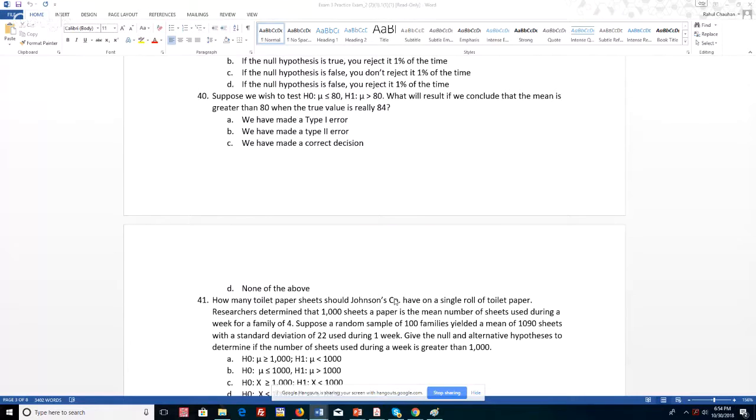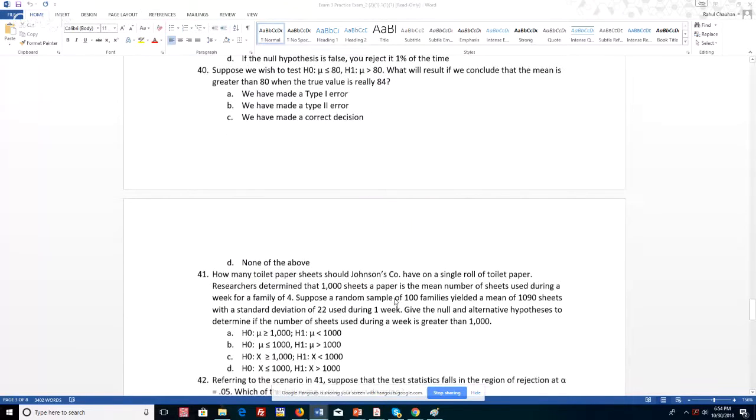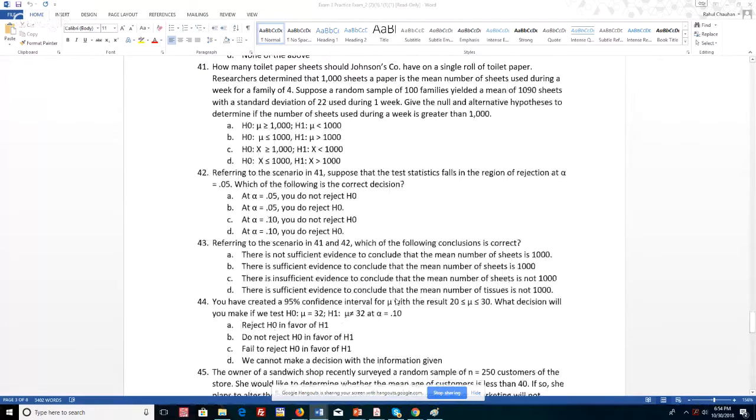Okay, so number 41. How many toilet paper sheets should Johnson's Company have on a single roll of toilet paper? Researchers determined that 1,000 sheets of paper is the mean number of sheets used during a week for a family of 4. Suppose a random sample of 100 families yielded a mean of 1090 sheets with a standard deviation of 22 used during 1 week. Give the null and alternative hypotheses to determine if the number of sheets in use during a week is greater than 1,000.